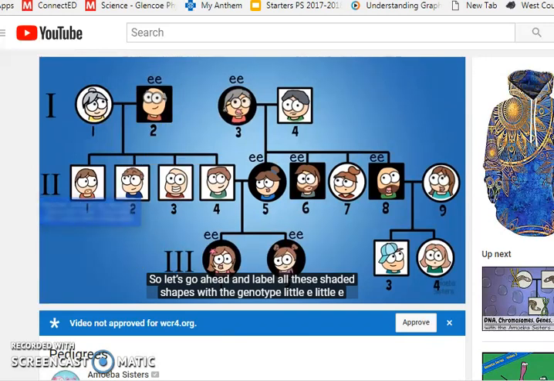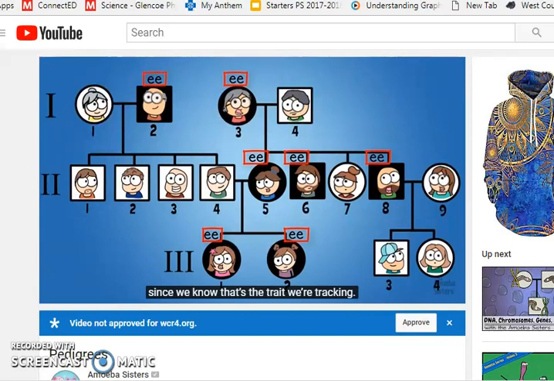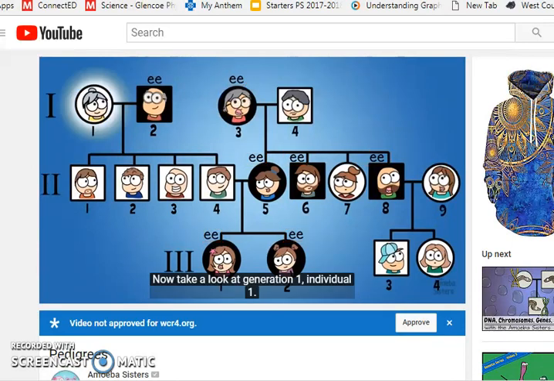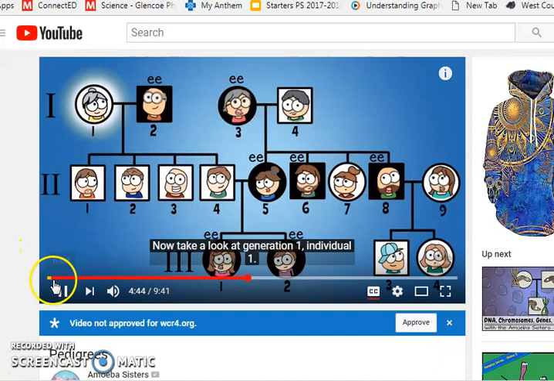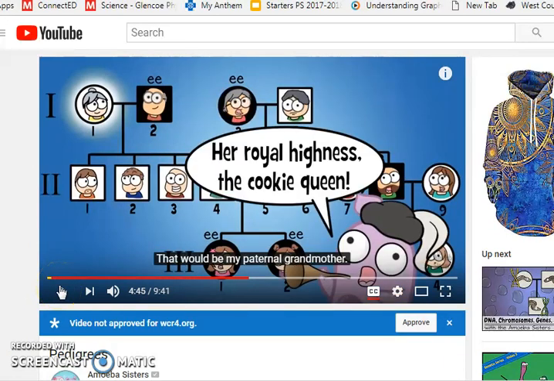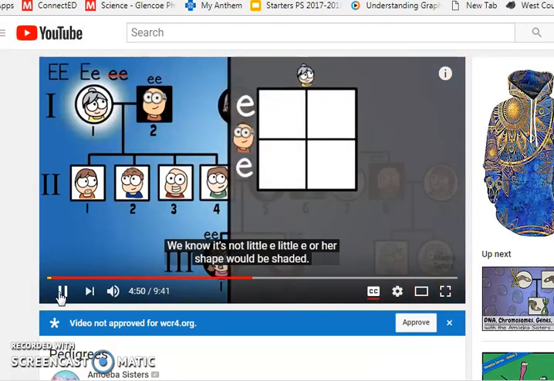Okay, so let's go ahead and label all these shaded shapes with the genotype e, e, since we know that's the trait we're tracking. Now take a look at generation 1, individual 1. Now, when doing these on your own, I would highly suggest doing this and marking them with the alleles that they should have. Always use pencil because you might change your mind. This would be my paternal grandmother. What's her genotype? We know it's not e, e, or her shape would be shaded.